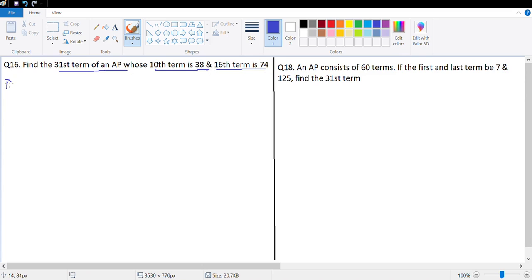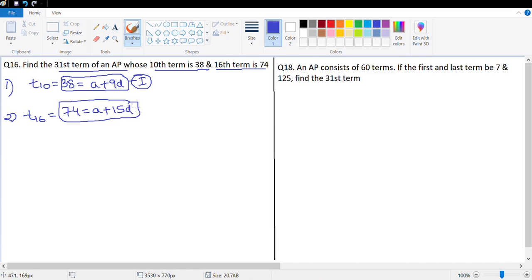So T10 is given equal to 38, which is basically A plus 9D. So we have our first equation, and the second one is T16. So the 16th term is equal to 74, which is basically A plus 15D. Now we have two equations, two variables, we need to solve them simultaneously. I notice coefficients of A are equal, we can go ahead and directly subtract them.